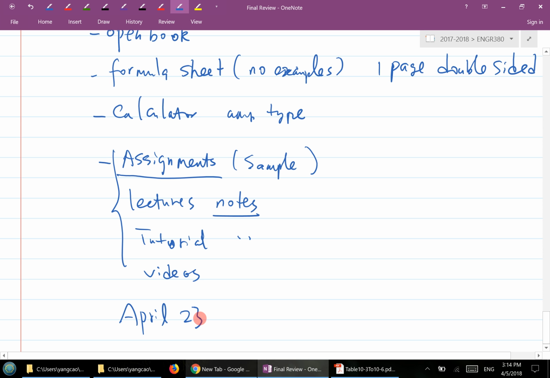There will be multiple choice. There will be single questions. I haven't decided how many yet, but roughly there will be at least 4 big questions.